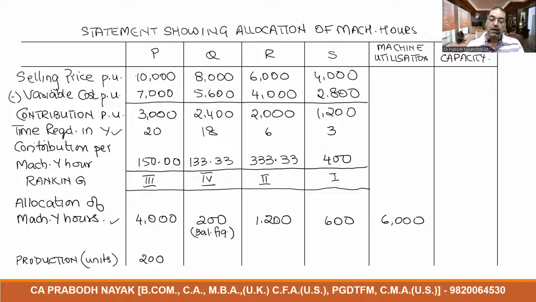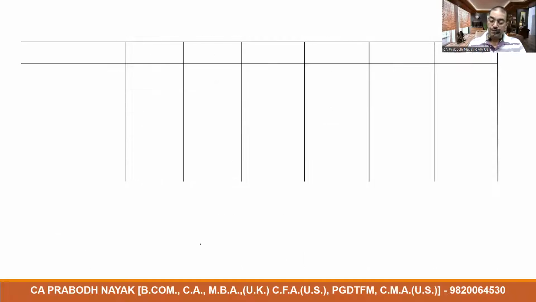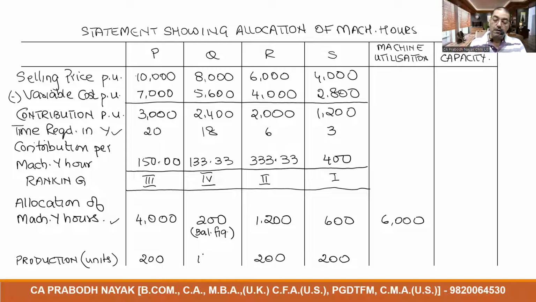Come to R. 1200 divided by 6, 200. Come to S. 600 divided by 3, 200. That means I can meet the demand of P, R, and S. Q, I will not be able to meet the full demand because when I divide 200 divided by 18, I can have a maximum of 11.11 units.